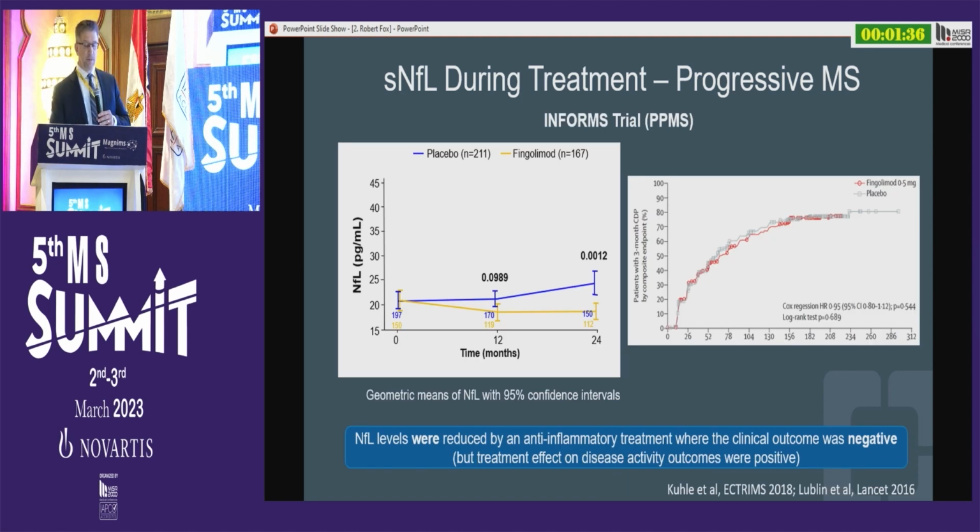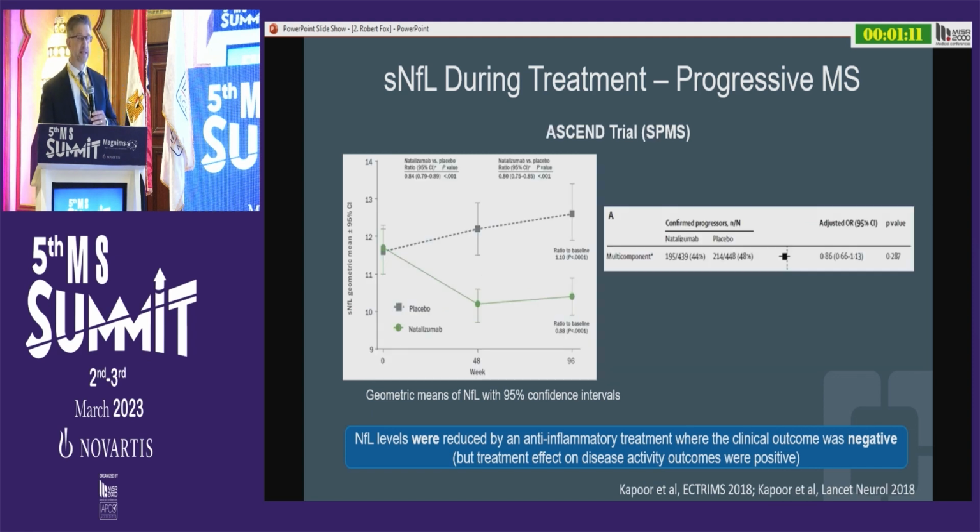But then things fall apart a little bit. So this is the INFORMS trial of fingolimod in primary progressive MS. On the right side, you see the disability progression curves superimposed, so no treatment effect. But on the left, you see that there is a treatment effect on NFL. There is a reduction with active treatment on NFL on the left, even though there's no benefit on disability progression on the right. Similarly, the ASCEND trial, natalizumab in secondary progressive MS. On the left, you can see a profound reduction in neurofilament with natalizumab, but on the right, there was a failed primary outcome, a slowing of the multi-component progression.